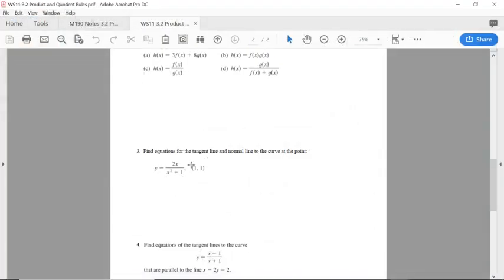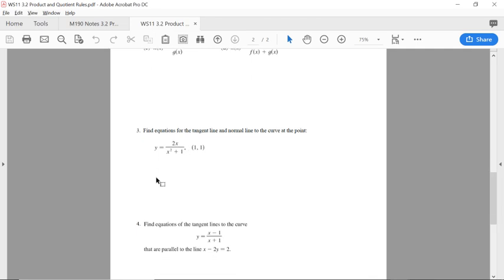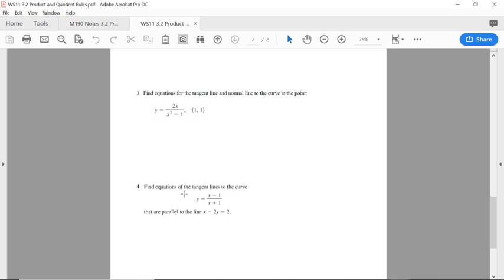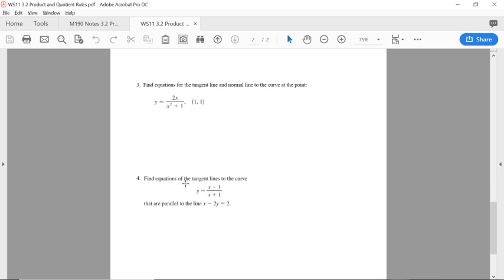Okay, so you've seen tangent lines and normal lines to a curve at a point. You can try this exercise on your own, given a function at a point. Let's take a look at this one. Find equations of the tangent lines to the curve y equals x minus 1 over x plus 1 that are parallel to the line x minus 2y is equal to 2. How do we do that?